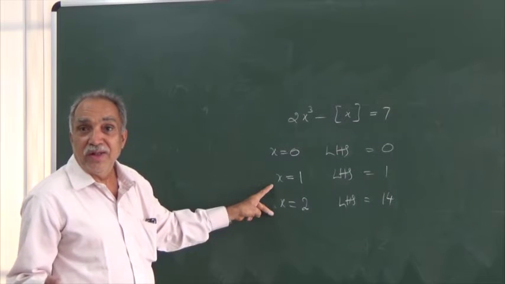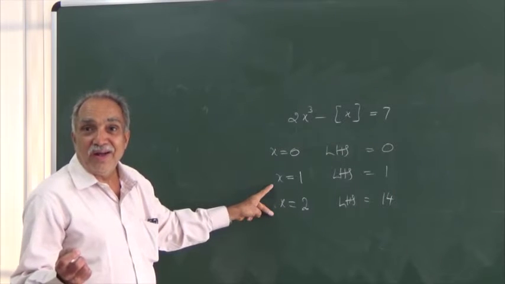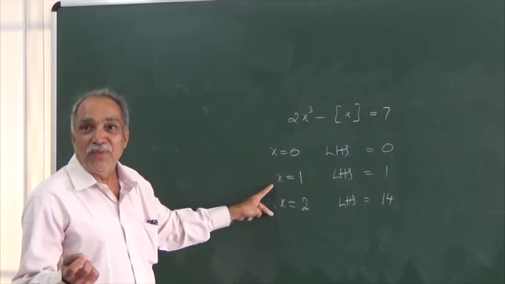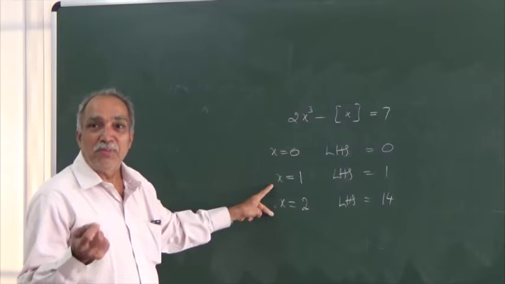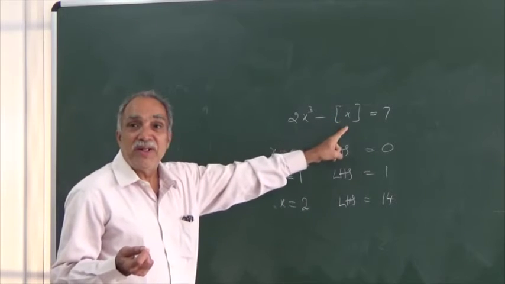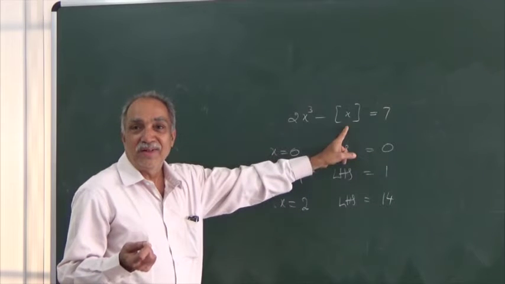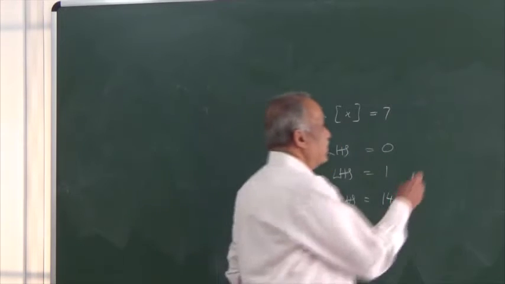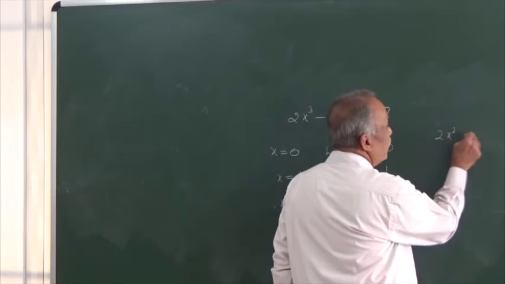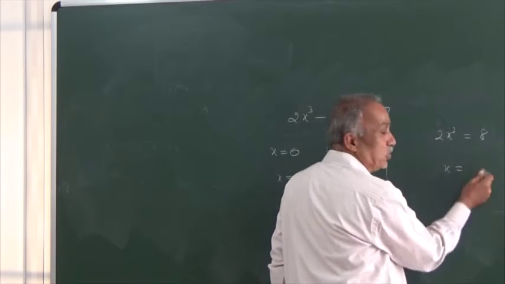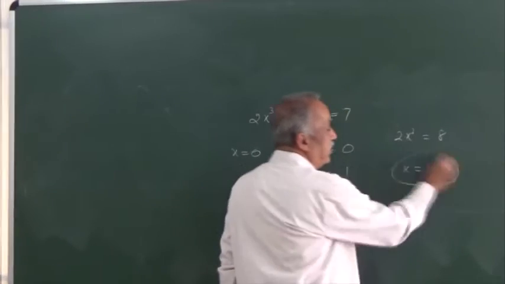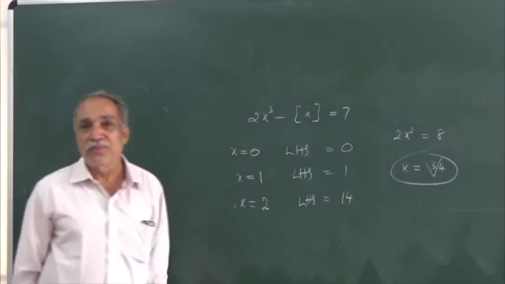Therefore, what can you guess now? Your solution must have integer part x equal to 1. Therefore, your equation is reduced, and the only solution satisfying the equation is x equal to cube root 4.